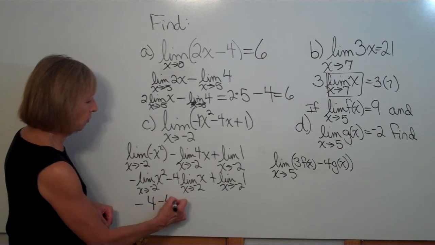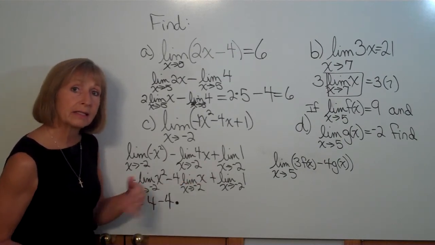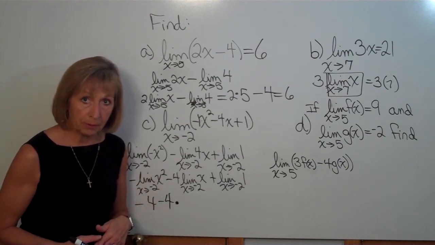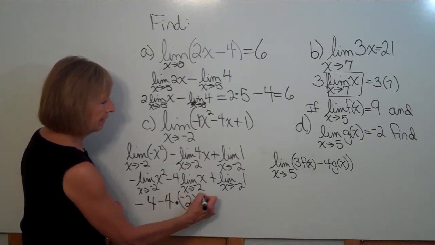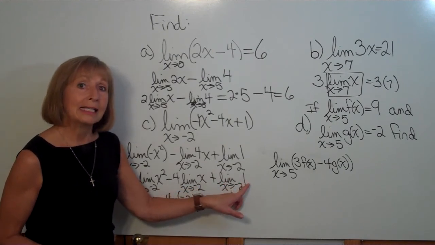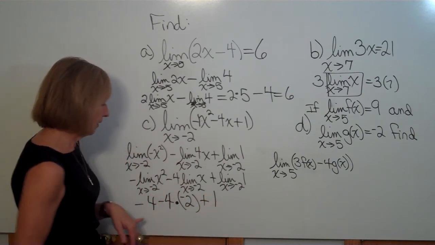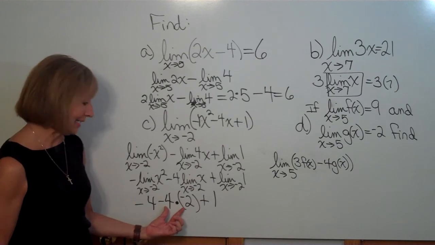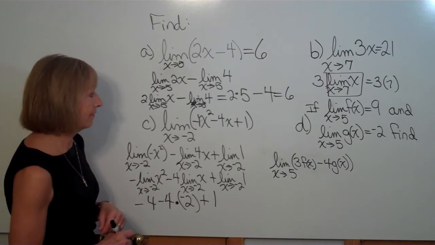And then minus 4 times my limit as x approaches negative 2 of x. Well, that's just going to approach as its outputs what the inputs approach. So that's going to be negative 2. And then plus the limit as x approaches negative 2 of a constant 1 is just 1. So that gives me negative 4 plus 8 plus 1, so that's going to give me 5.